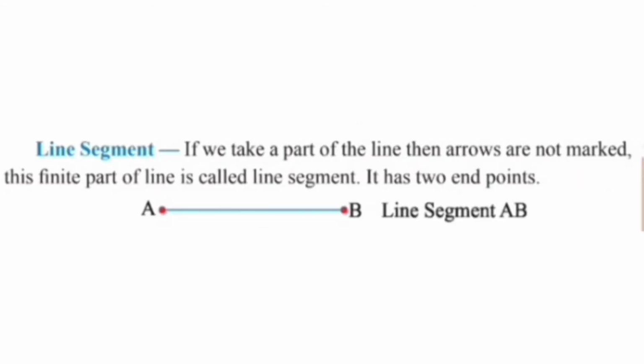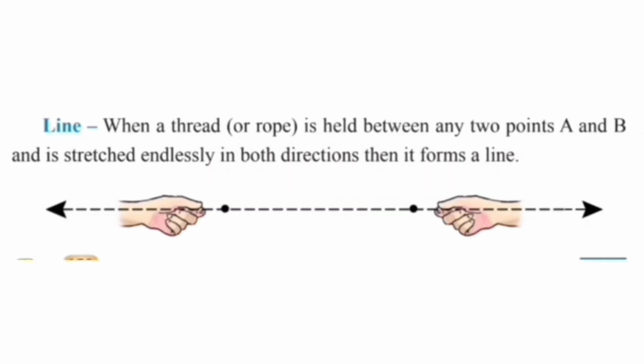Next is line segment. If we take a part of the line, then arrows are not marked. This finite part of line is called line segment. It has two endpoints. Dear students, next is line. When a thread or rope is held between any 2 points A and B and is stretched endlessly in both directions, then it forms a line. A line has no endpoints.